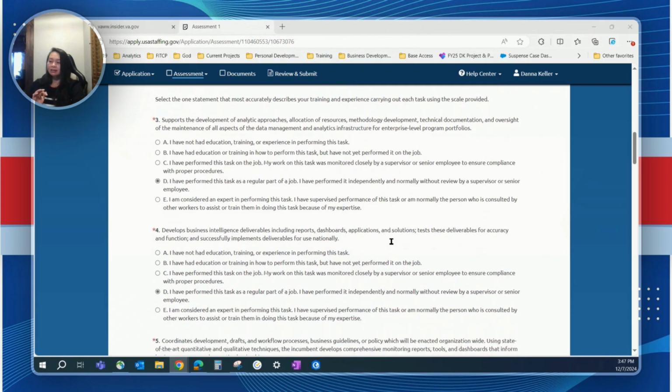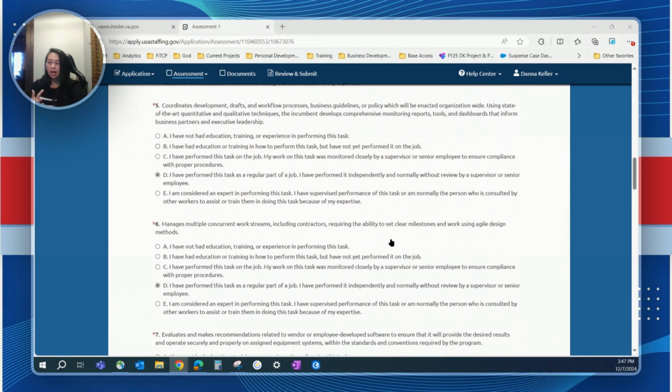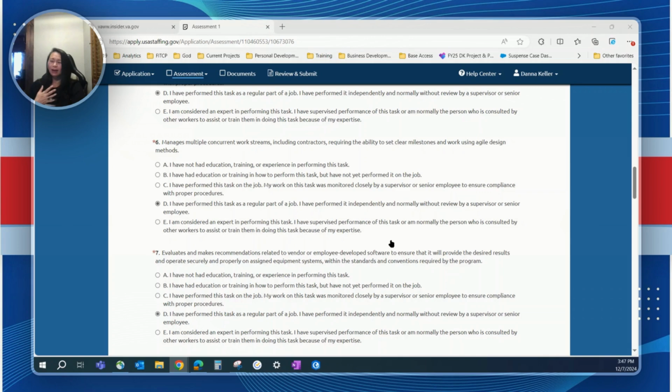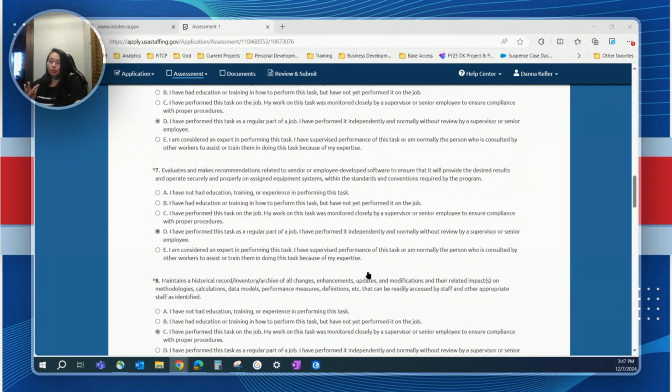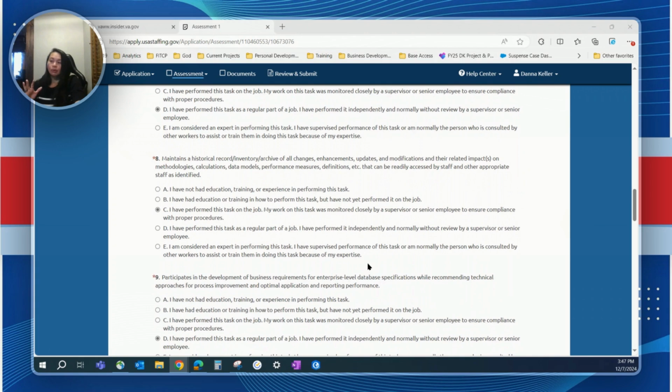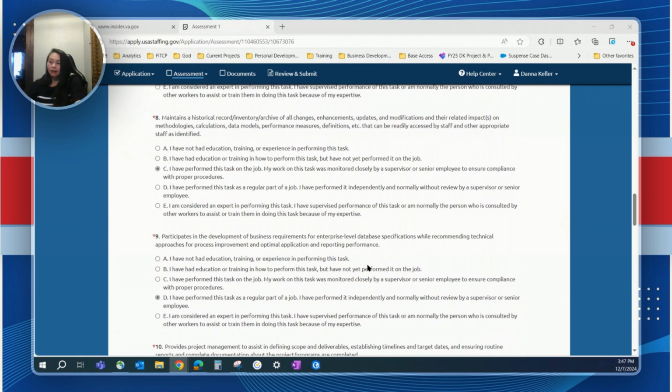So as you can see in some of the questions, I've done the job, done it independently. I don't consider myself an expert, because an expert to me is like you're actually teaching somebody else to do it. But there's a couple of sections in here where I am closely monitored. I haven't done a lot of it.